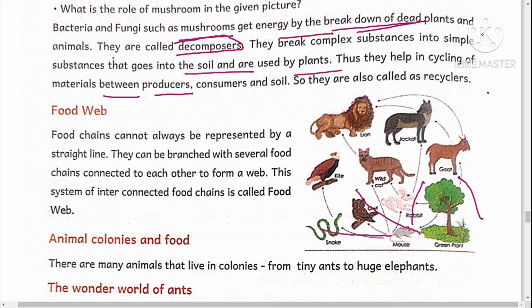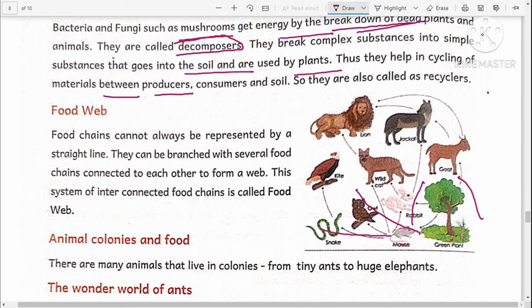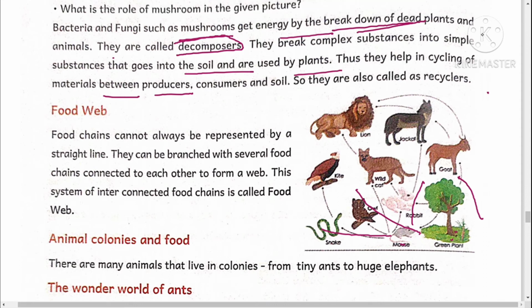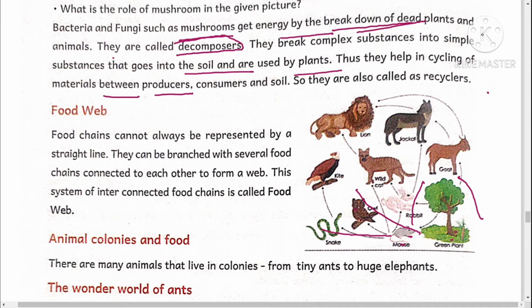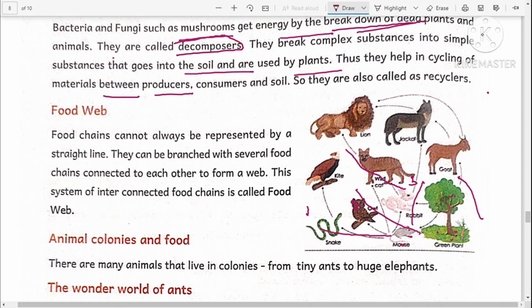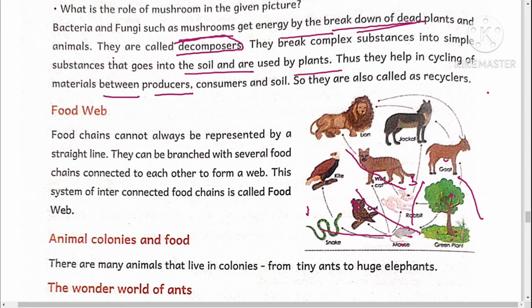See, green plants, mouse, snake, kite. This one is one food chain. And green plants, rat and owl. This one is another food chain. And green plants, rabbit, wolf and lion. This one is another food chain. That is 1, 2, 3 and this one is a 4. Green plants, goat, jaguar, and the fourth one is a lion. So this is the fourth food chain.